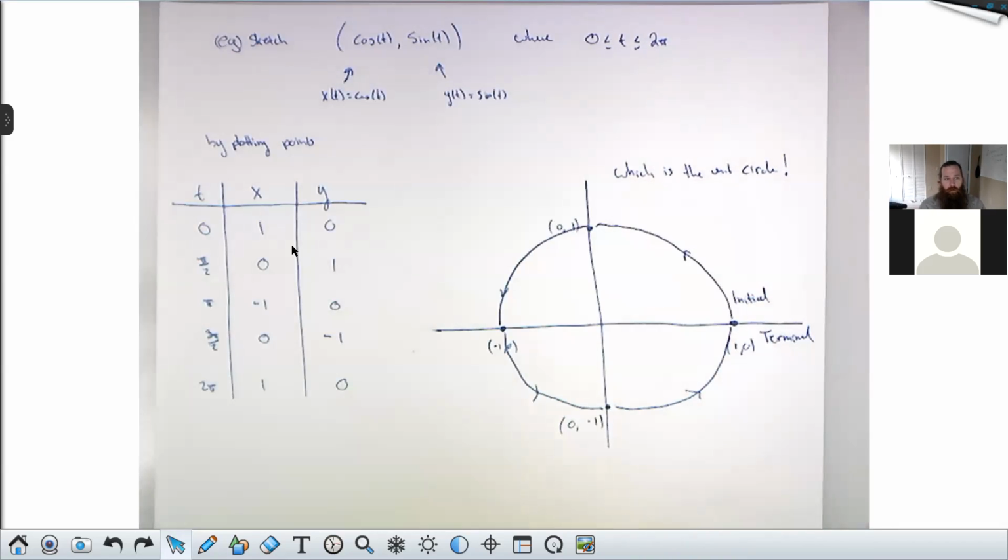Parametric curves where your initial and terminal point are the same are called loops. And this certainly isn't the only loop. There are lots and lots of loops. Not just circles, but anything where you run around and end up where you started is a loop.